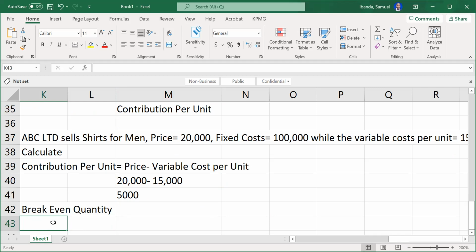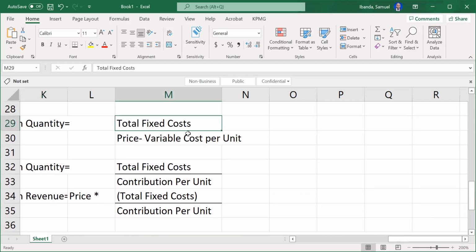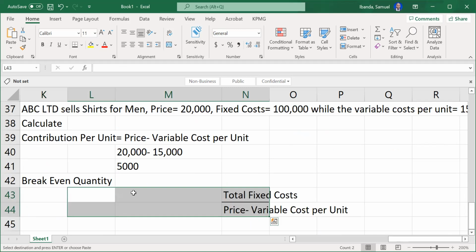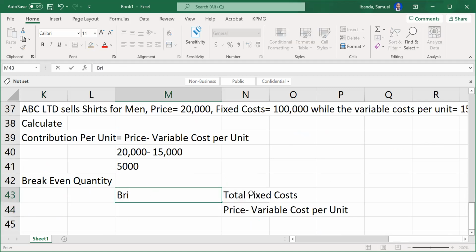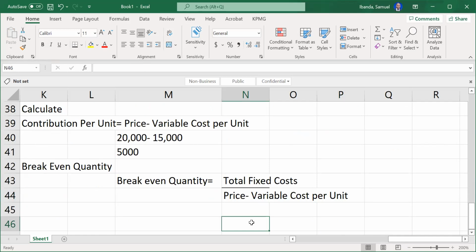In simple man's language, at what quantity will ABC start making profits if that is the data that it has? Okay. Now, we know our break-even formula, where we say that if you want to determine your break-even quantity, your break-even quantity will be given by total fixed costs divided by price minus variable costs.